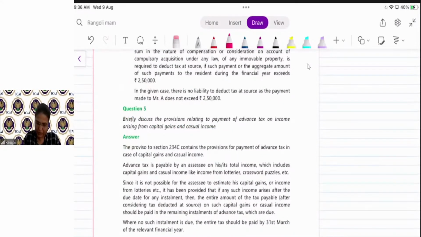Briefly discuss the provision relating to payment of advance tax on income arising on capital gain and casual income. So in the quarter in which the income arises, in that quarter you need to pay tax on such casual income, and 234C is not applicable for previous quarters if the income is earned through capital gain or casual income, right?